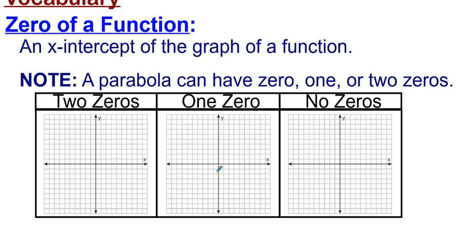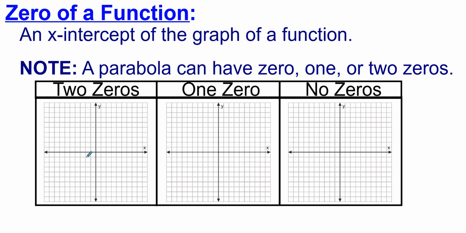So I'm just going to draw some examples. If we were in class, I'd have students go to the board and give these a try. But the 2 zeros option. So if I want to draw a parabola that has 2 zeros or 2 x-intercepts, what I'm going to do is draw a parabola that goes through the x-axis. So that has 2 zeros. So here's 1 zero, and here's the other zero.